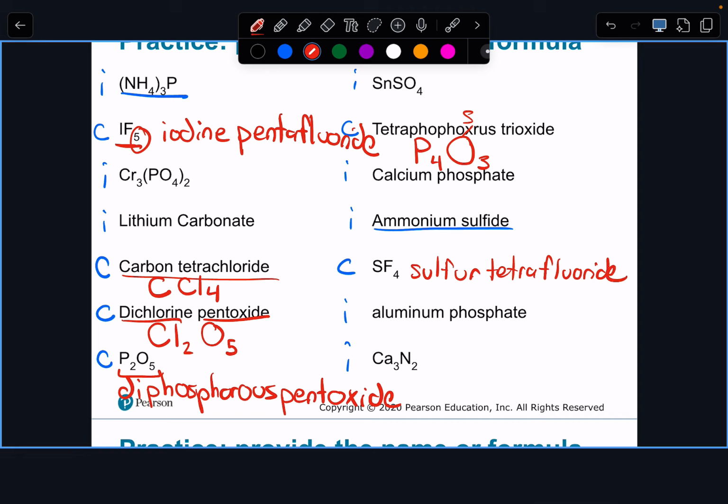Okay, so I would say covalents are the easiest because there's just a lot less ways to get it wrong. So if you ever have a list like this where you have lots, just go ahead and do the covalents first, get them out of the way. Okay.